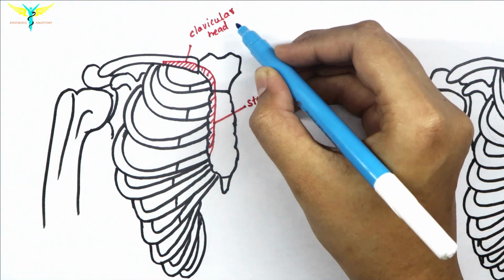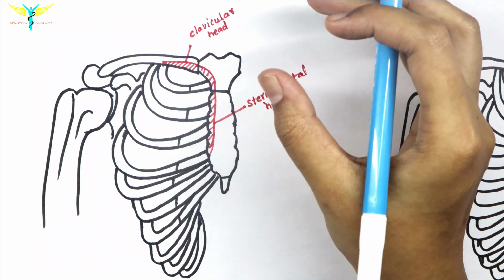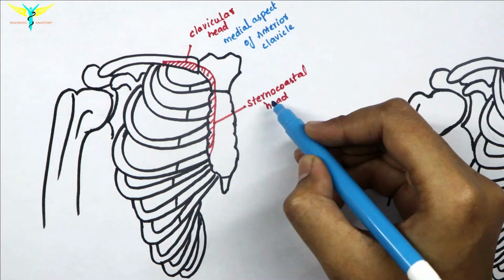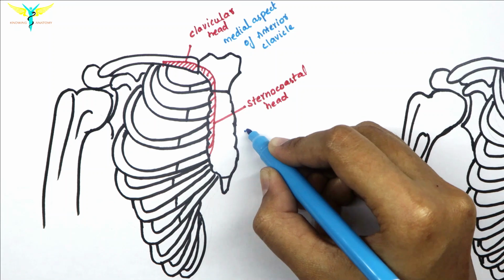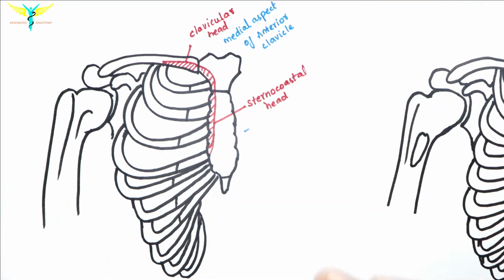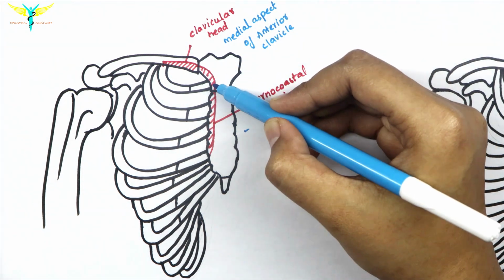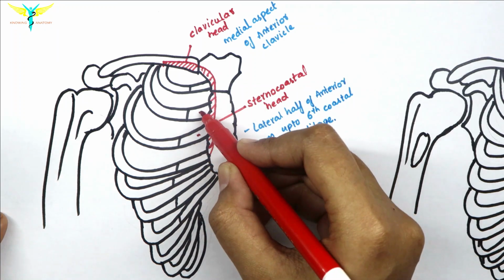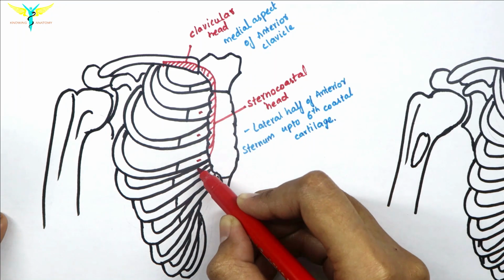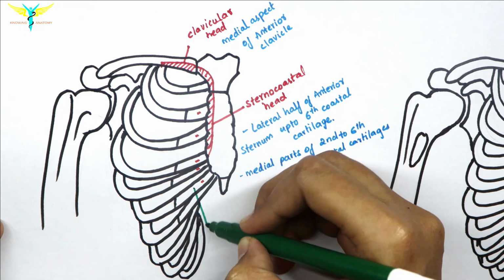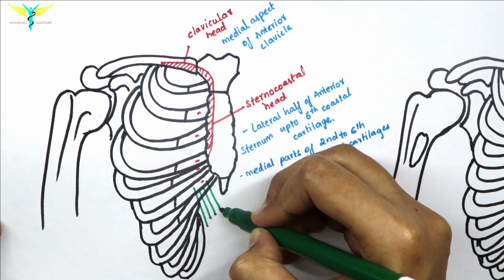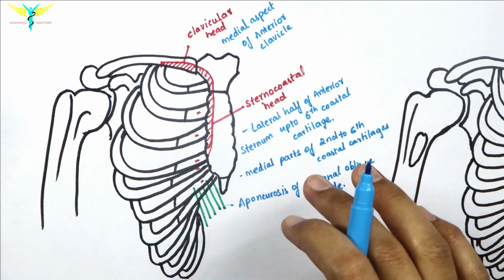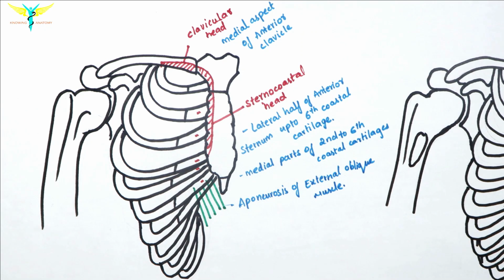The clavicular head arises from the medial half of the anterior aspect of the clavicle. And the sternocostal head arises from the lateral half of the anterior surface of the sternum up to the 6th costal cartilage, medial parts of 2nd to 6th costal cartilages, and from the aponeurosis of the external oblique muscle. This is the origin of the pectoralis major.